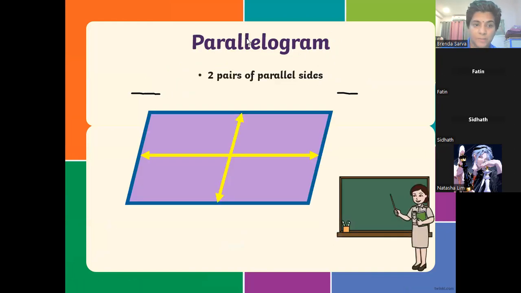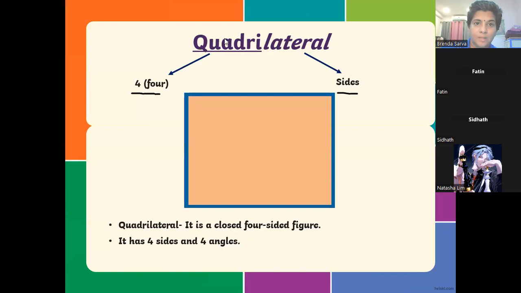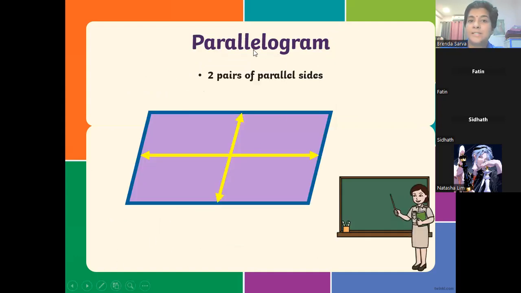These are called the sides, revision, and these are your angles. Again, the angle inside here is a 90-degree right angle. Clear? Let's move on. What is this? This is a parallelogram. Now, it has two pairs of parallel sides.